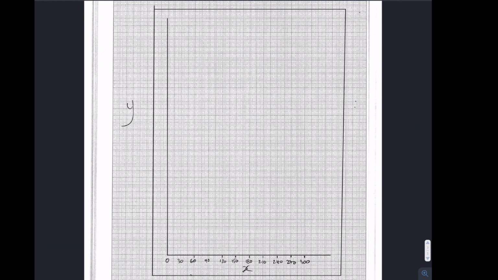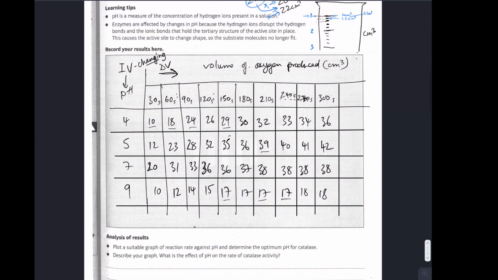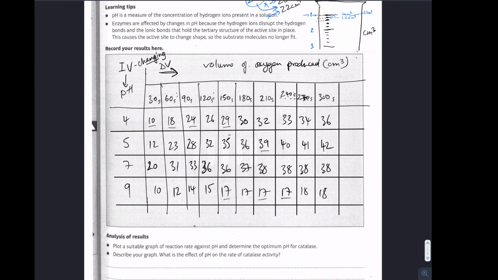Now we deal with the y-axis. So for this, I need to look at my data, right? I'm looking for where is my highest number, because I need to be able to plot my highest number. So the highest number that I can see here is 40, okay?